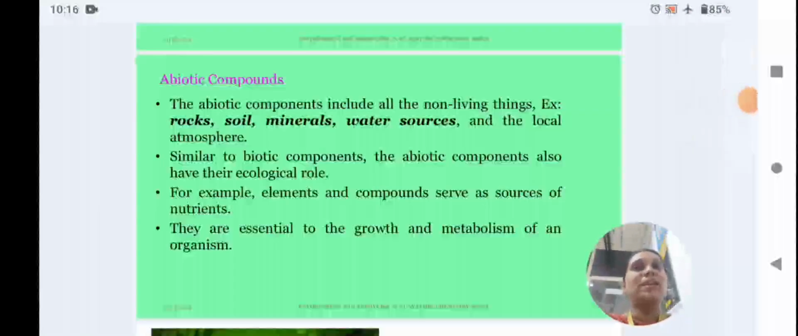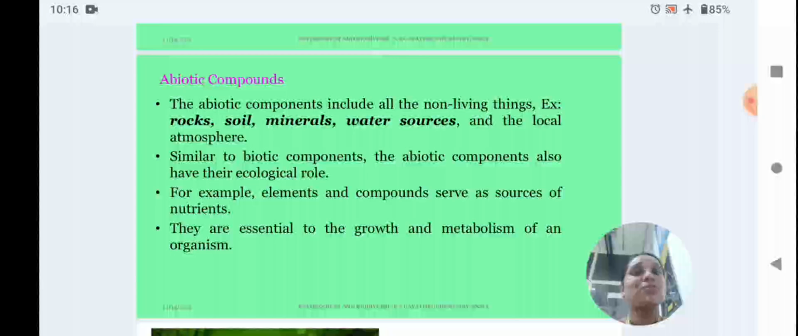Both abiotic and biotic things are needed. As we said, for example, sunlight is needed for the growth and metabolism, photosynthesis of the plants. In that way, abiotic and biotic components are both important. Similar to the biotic components, abiotic components also have their ecological role. Both have to be balanced for an equal and balanced environment and ecosystem.